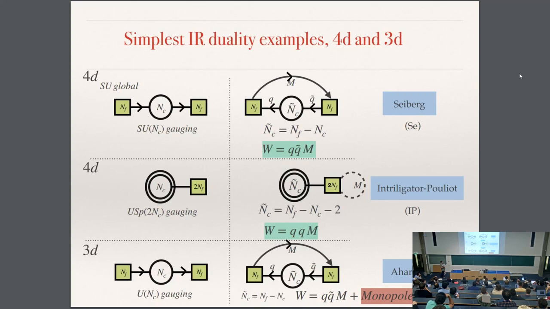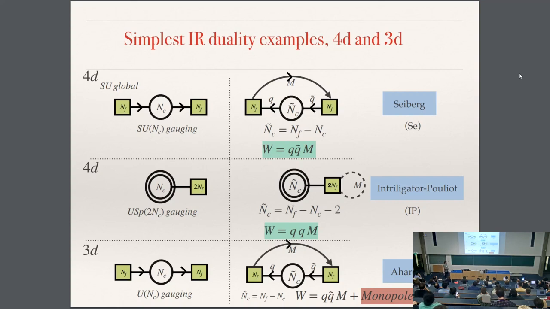So double circles will denote in this talk USP groups and single circles SUN groups. Again, it's very similar duality. You have two different gauge theories which flow to the same fixed point. You can discuss duality in other dimensions. For example, there is a similar duality in 3 dimensions, where instead of SUN groups, you have UNC groups.